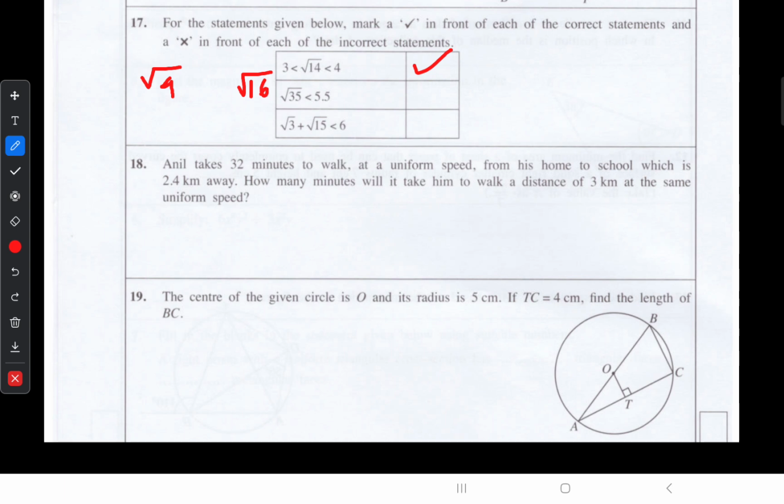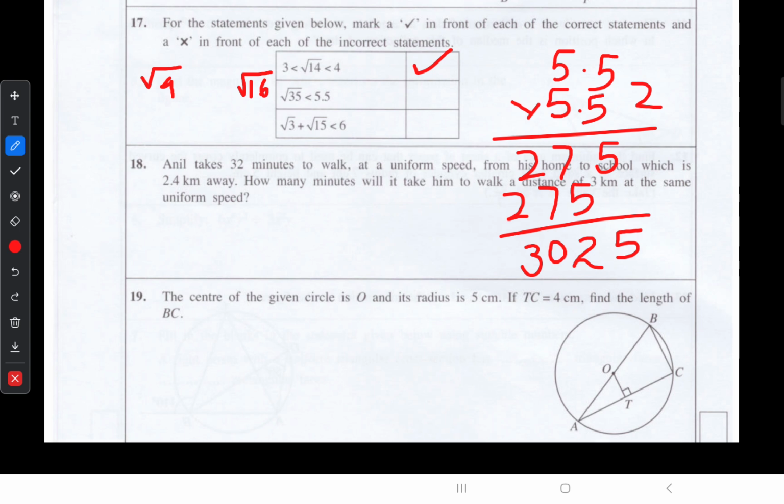But for the second one, when you multiply 5.5 into 5.5, it's 30.25. Here they are telling that square root of 35 is less than square root of 30.25. This is an incorrect statement because 35 is the greater value. So this is wrong.